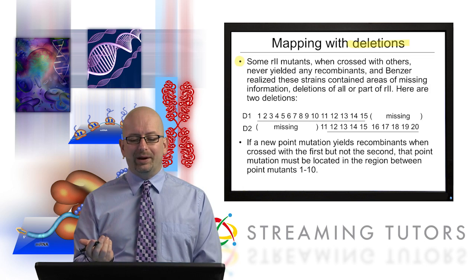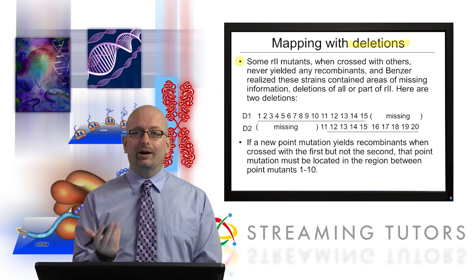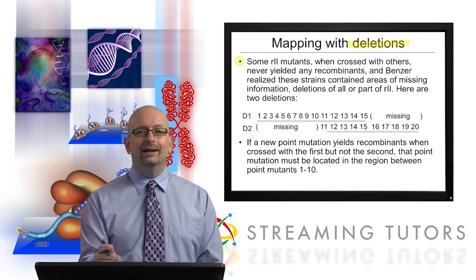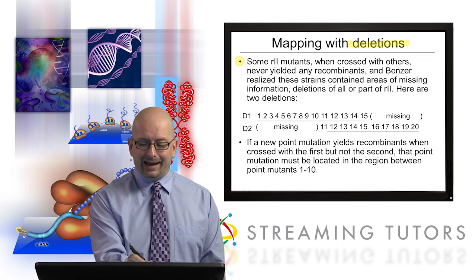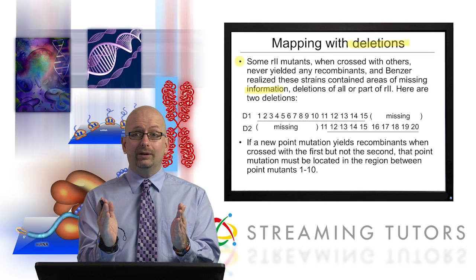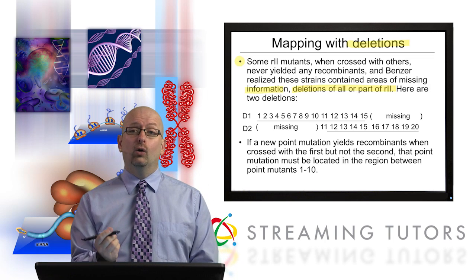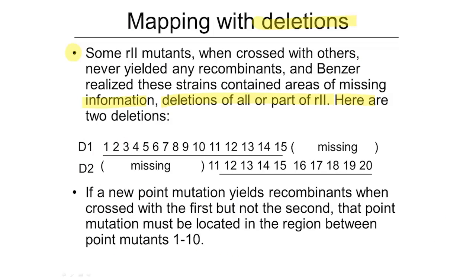There might be a couple ways to interpret this, but Benzer realized, for a variety of reasons, that these strains contained not just a change, but they had whole regions where information was missing. Deletions of either the whole R2 region or a part of it. So here are 2 deletions. What I mean by this is all of these, 1, 2, 3, 4, 5, think of them as mutational sites. They might be nucleotides, but they were things he mapped, right?